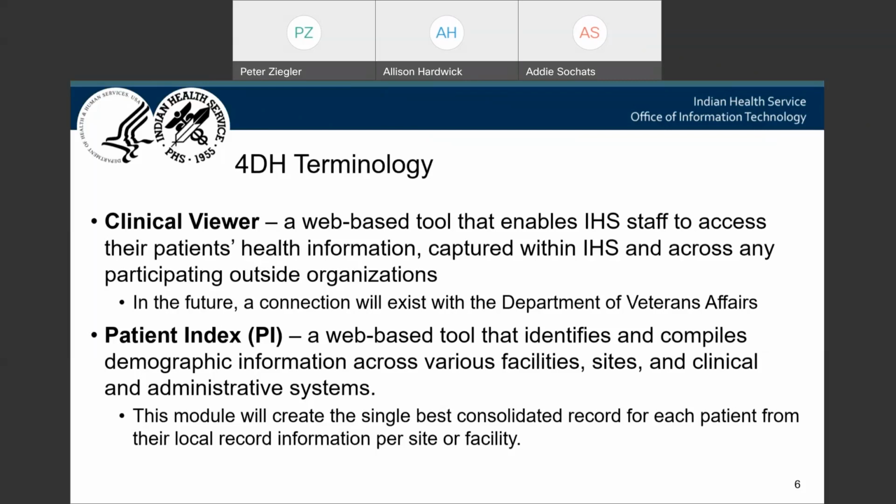The patient index, which is a separate user interface, not demonstrated in this training, but is also a web-based tool, identifies and compiles demographic information across various facilities, sites, and clinical administrative systems. This module will create the single best consolidated record for each patient from their local record information per site or facility. So I like to look at it as the backbone that makes up what then becomes viewable in the clinical viewer.